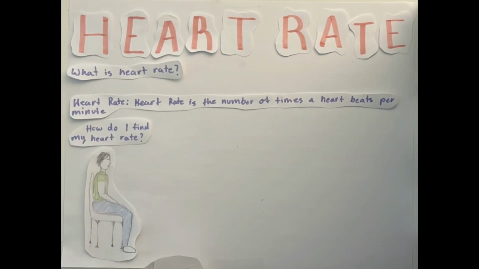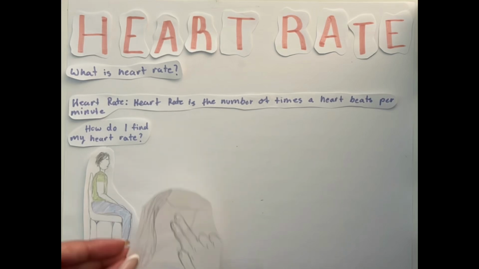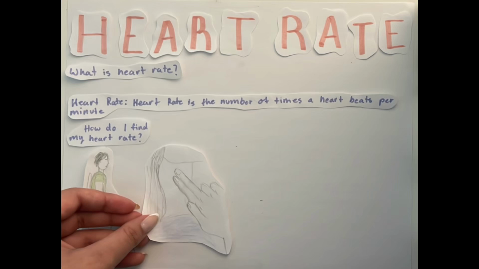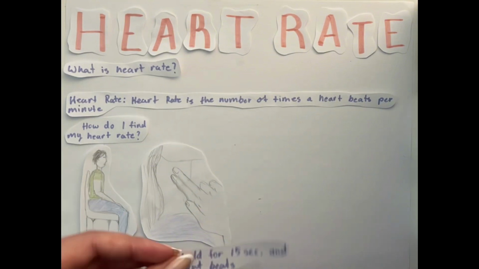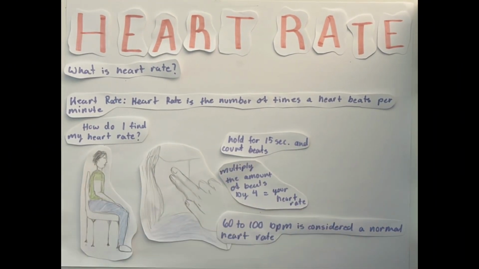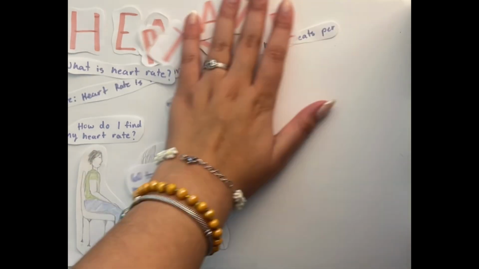How do I find my heart rate? Sit or lie down. After that, put the tip of your index finger and long finger in the groove of your neck along your windpipe to feel the pulse. Apply enough pressure so you can feel the beat. Count the amount of beats for 15 seconds, then multiply that number by 4. Any number between 60 to 100 beats per minute is considered a normal heart rate.